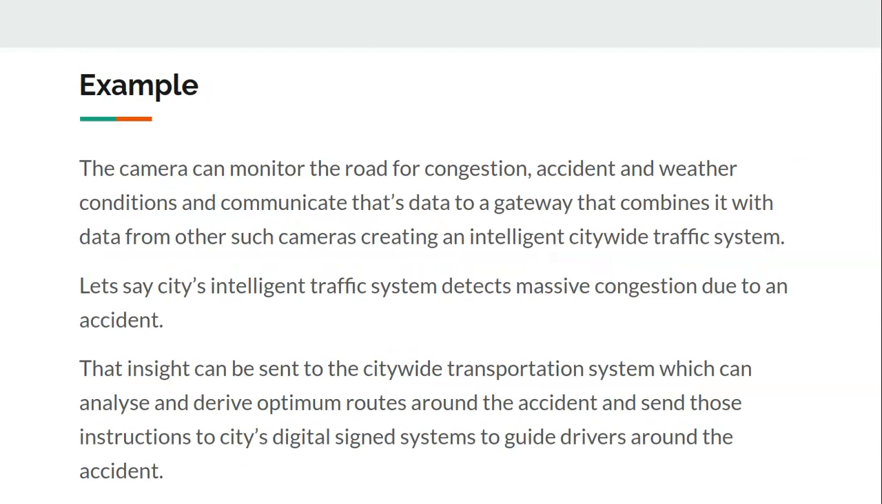So this is basically what it's doing. The camera sees the road. The camera is fixed on the road. We have those cameras in Yaoundé, but those cameras are just used to monitor. That's all. It doesn't have any IoT.